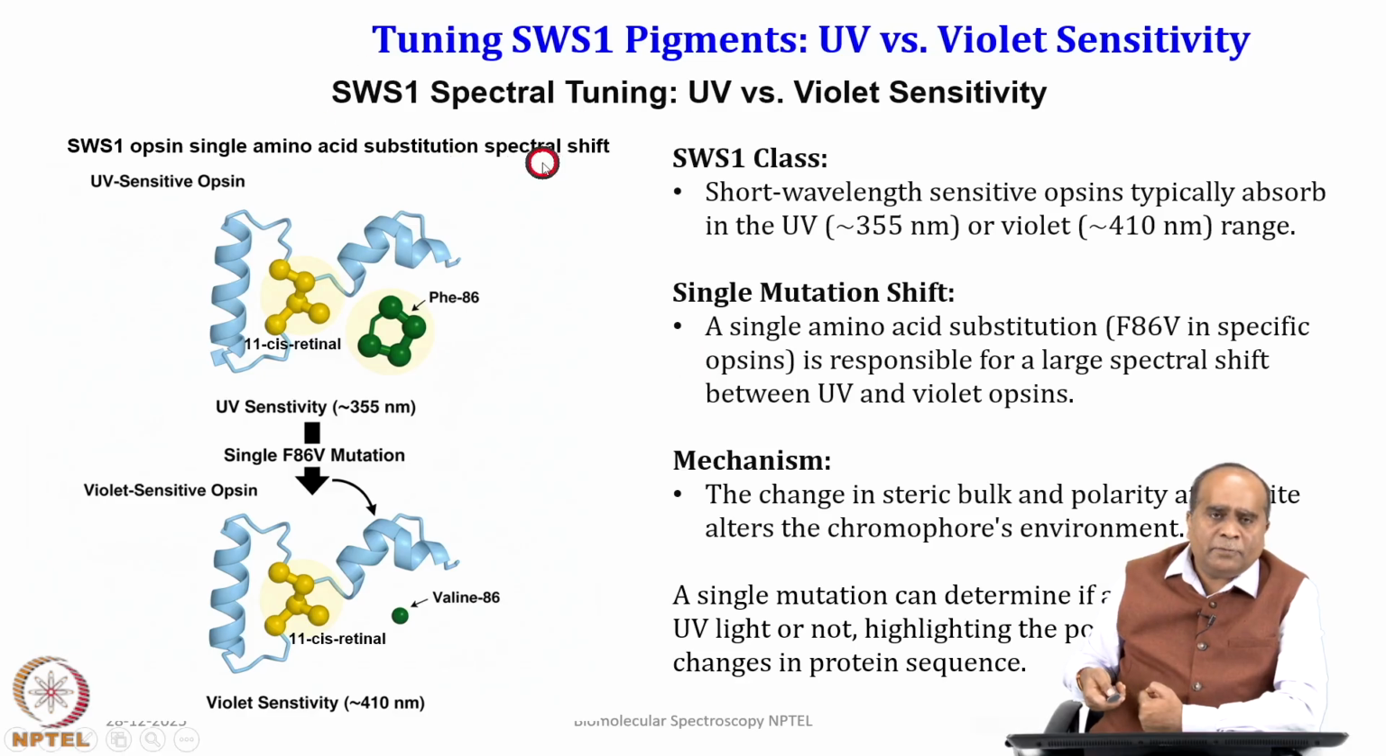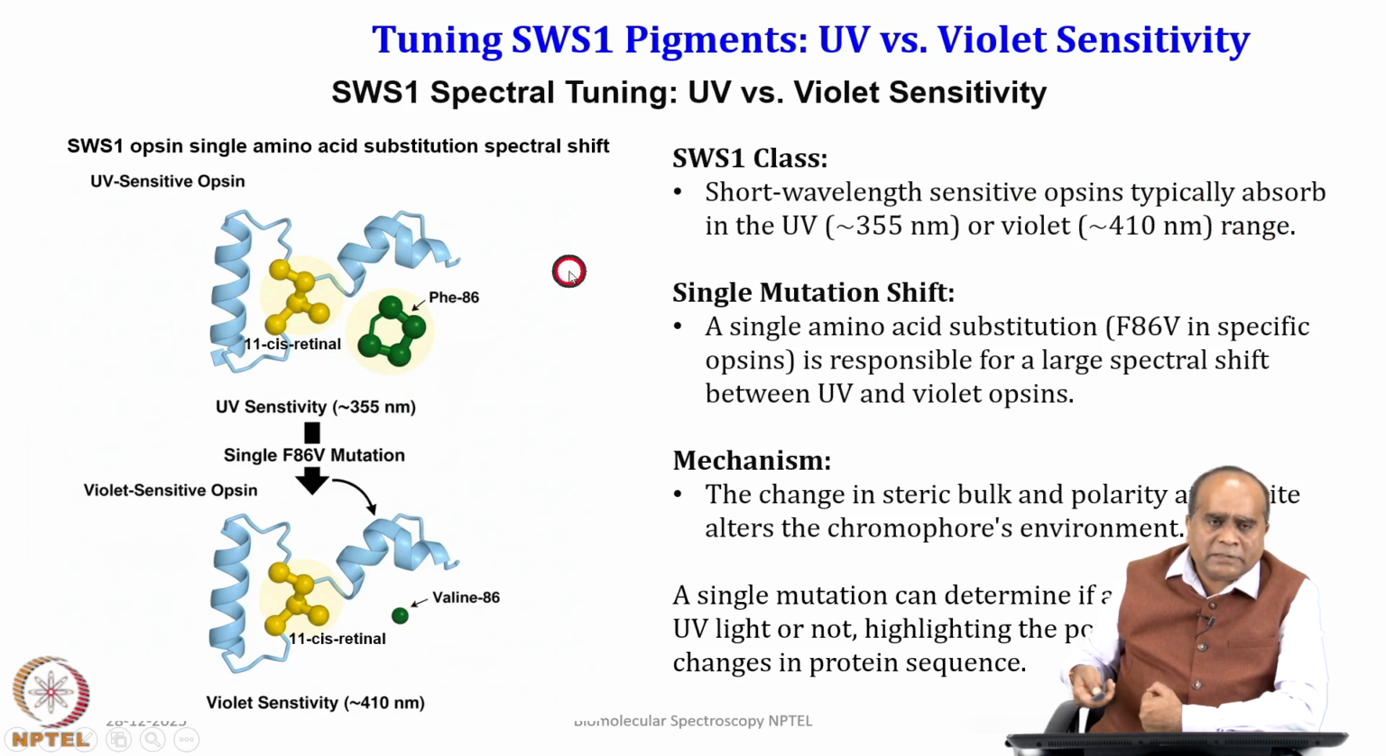So, SWS spectral tuning happens like UV visible versus violet sensitivity. This is the structure, phenylalanine 86 is here, and a single amino acid substitution in the opsin basically shifts it. The SWS class is a shorter wavelength sensitive opsin, typically absorbing in the UV at 355 or violet at 410, that is the range. A single point mutation here, where is the mutation happening? This phenylalanine is changing to valine and is responsible for a large spectral shift of about 65 nanometers.